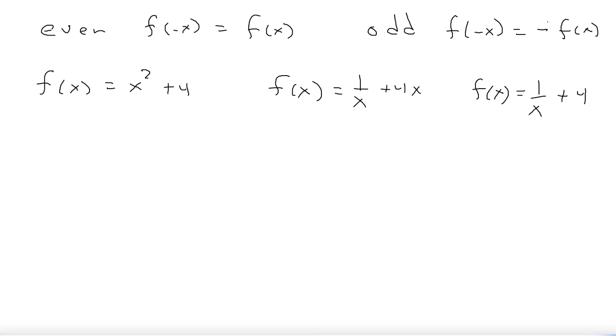So I got a question about testing for even and odd symmetry. The first step is to take the function and evaluate it at negative x. Then depending on what happens, that will tell you if it's even, odd, or neither.